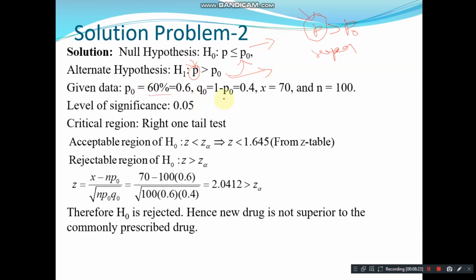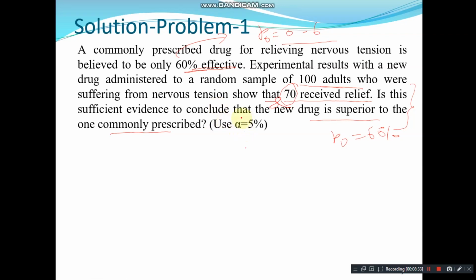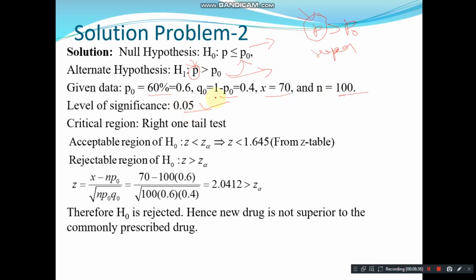Now the data: 60% and Q naught value, as I told you, x favorable outcomes, size of the sample. Suppose the level of significance is given as 5%, so that's why it is 0.05. Because the alternate hypothesis is greater than, it is a right one-tail test. Is it clear? Now this is the region of H naught. So it is still the Z alpha value. So Z less than Z alpha is the acceptable region of H naught. And for this, the area of Z alpha is equal to half minus alpha.